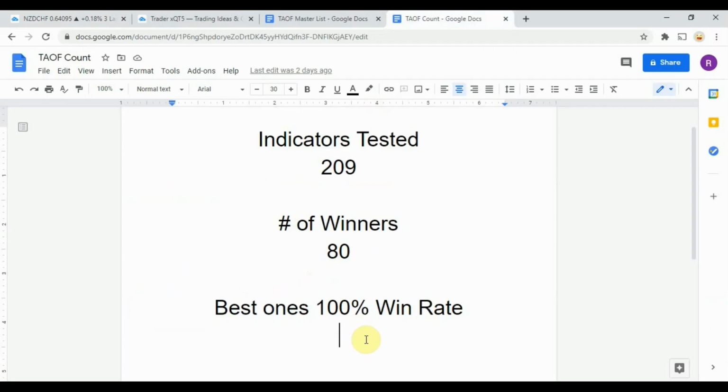So to date, we have tested 209 indicators. And out of those 209 indicators, 80 of them have been winners, which means that they have met or exceeded the 60% win-loss ratio threshold that we have set for them. The best ones so far were able to achieve a 100% win rate.